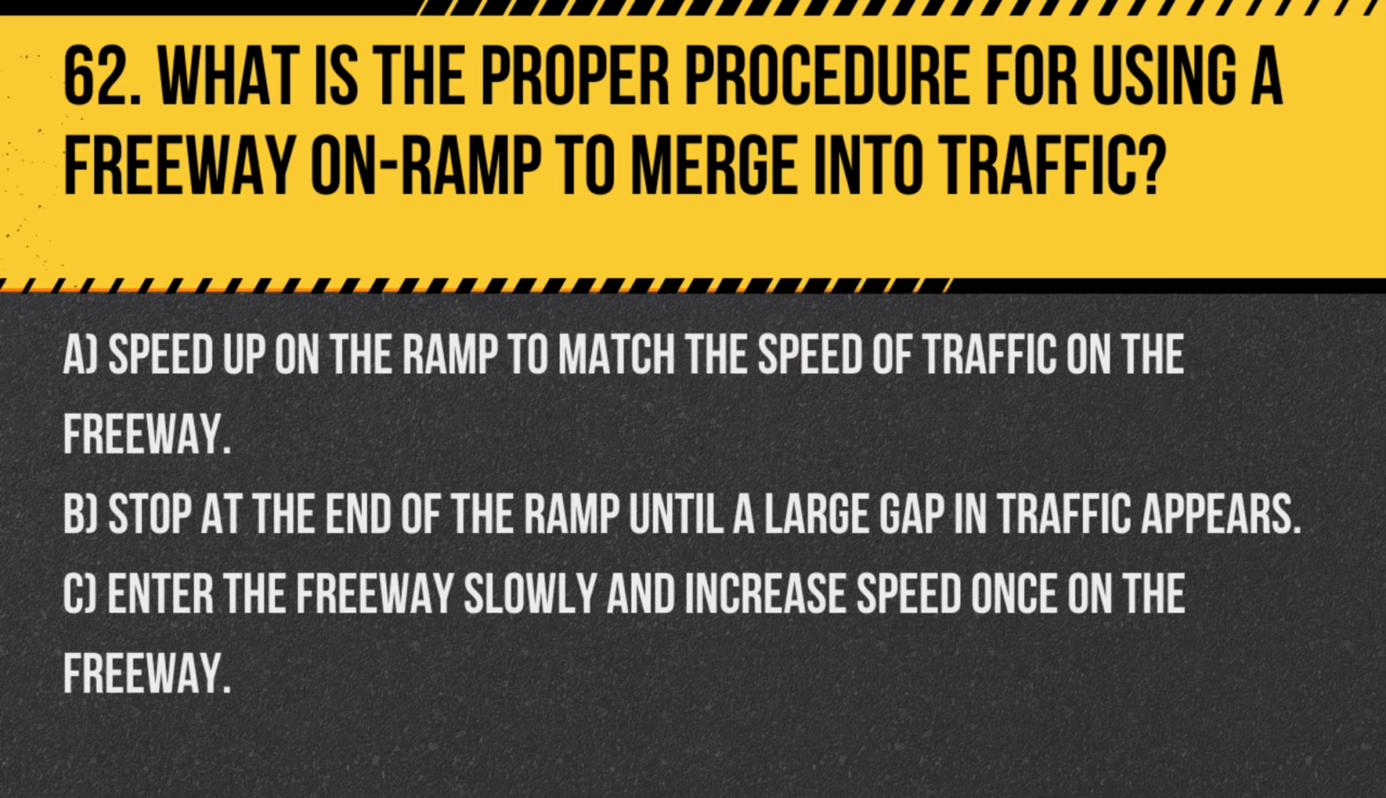Question 62. What is the proper procedure for using a freeway on-ramp to merge into traffic? A. Speed up on the ramp to match the speed of traffic on the freeway. B. Stop at the end of the ramp until a large gap in traffic appears. C. Enter the freeway slowly and increase speed once on the freeway.